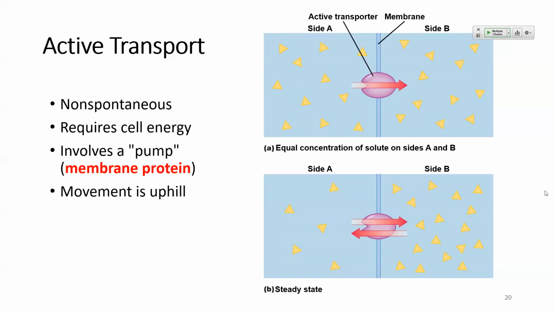Okay, so again, looking at this example here, we have side A and side B. We have an active transporter. Now we have equal concentration of particles on either side. And so we have this pump that is helping to create this steady state where we're pumping, in the example that we'll look at, sodium against its concentration gradient to help it build up in excess on side B. This is how we get excess sodium outside the cell.